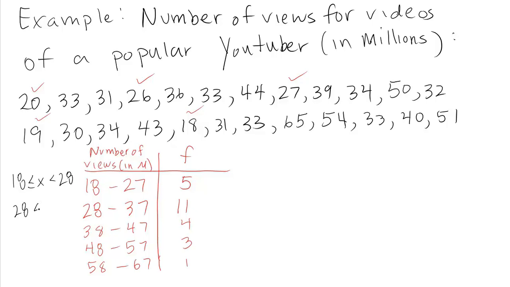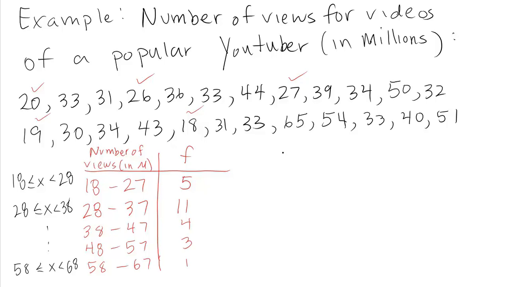Then the next class takes over at 28 and goes up to, but not including 38, and so on, all the way down to the last class, which begins at 58 and actually extends up to, but not including 68. I know this upper bound was 67, but the class boundary is going to be 68, not including 68, at least with the convention that the calculator uses.